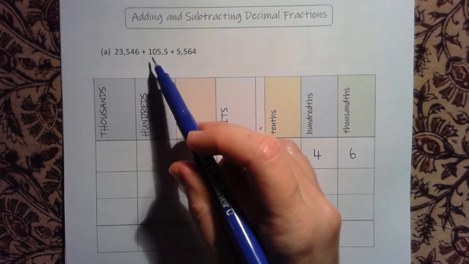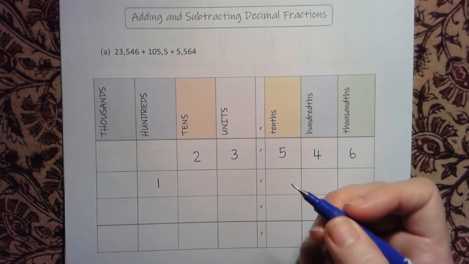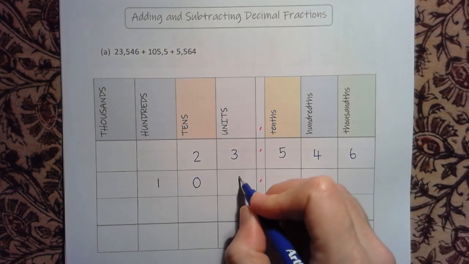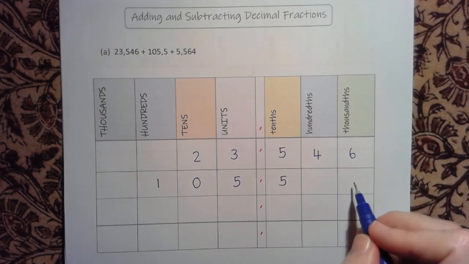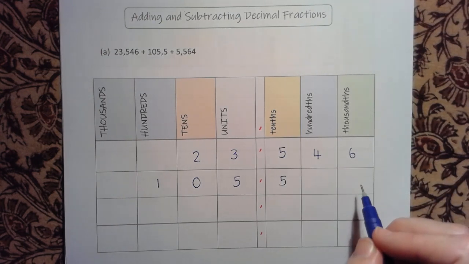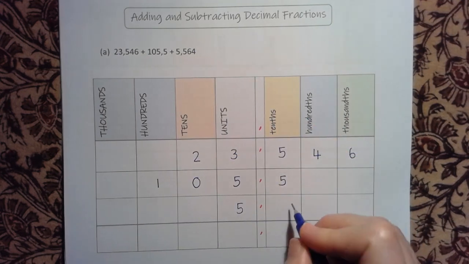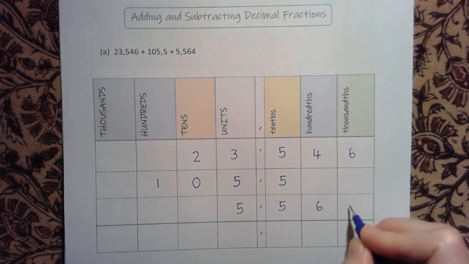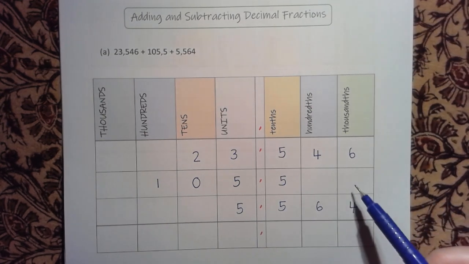And then the next number is 105,5. So the hundred is represented by the 1 and there's no tens and the 5 by the units, comma, 5. Right, so there are no hundreds or thousands here. Then the next number is 5,564.